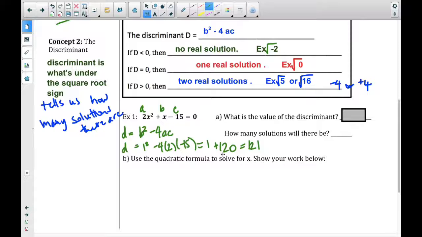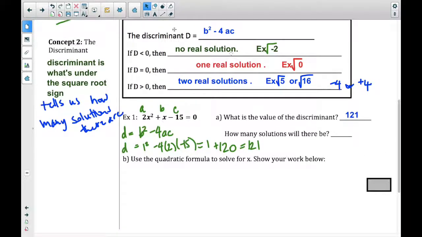So 1 plus 120 is 121. So the discriminant is a positive 121. And we might emphasize that as a positive because that's the whole point of the discriminant. We're just looking at, is it a positive number, a negative number, or is it 0?